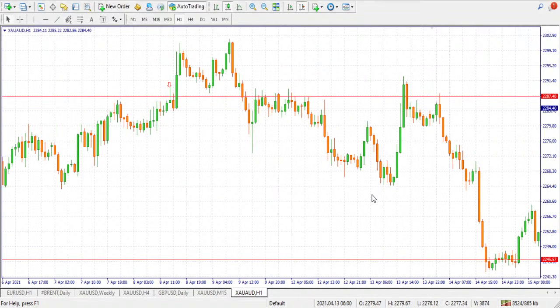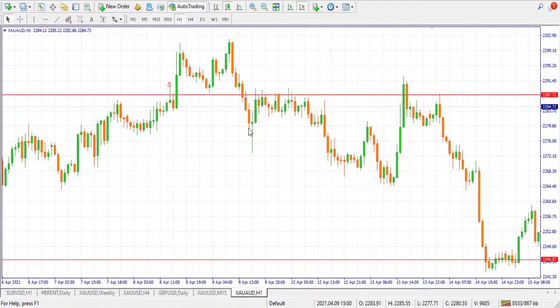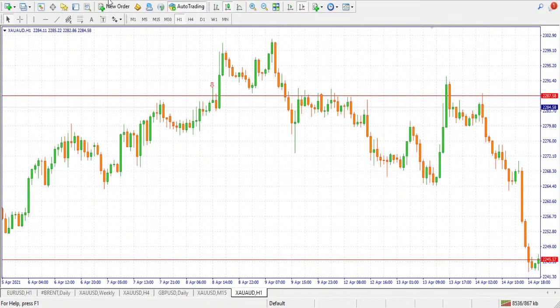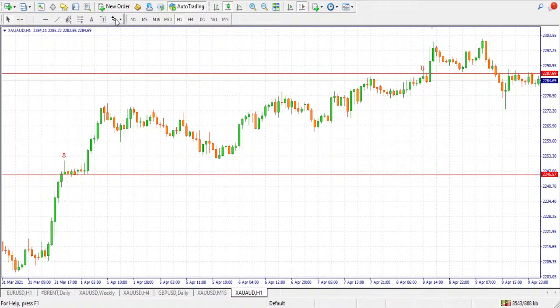And then we have another one. This is not a good pin bar, so don't get misled by it. This is not a good pin bar. This is a big indecision candle. And then we have this. This is a bullish pin bar candle. And then we also have this as a bullish pin bar candle. This one. Yeah, this is another bullish pin bar candle.